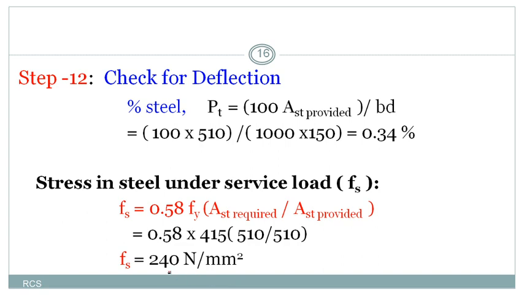So next go for check. That is all about the design of one-way simply supported slab. Let's go for the check for deflection. For this we have to calculate the percentage of steel.